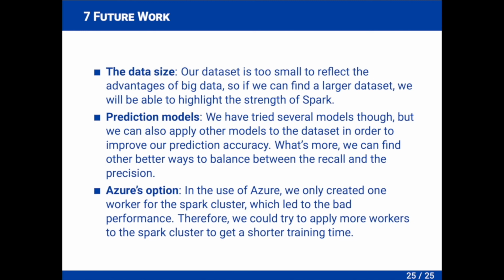Prediction models. We have tried several models, but we can also apply other models to the dataset in order to improve our prediction accuracy. What's more, we can find other better ways to balance between recall and precision. Azure's option. In the use of Azure, we only created one worker for the Spark cluster, which led to the bad performance. Therefore, we could try to apply more workers to the Spark cluster to get a shorter training time.